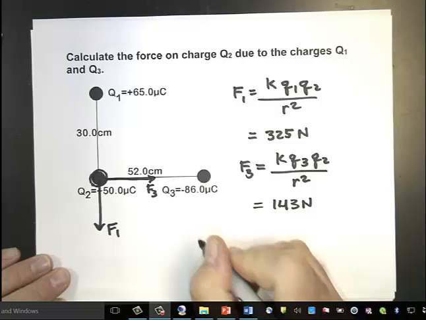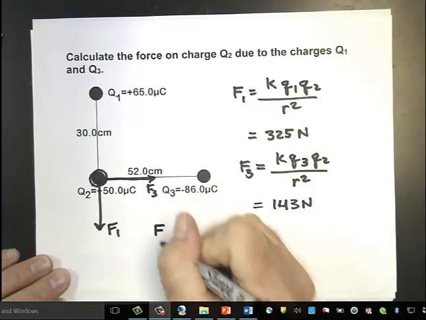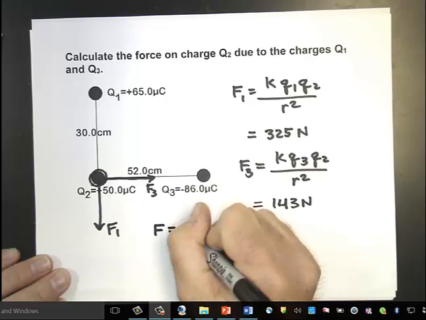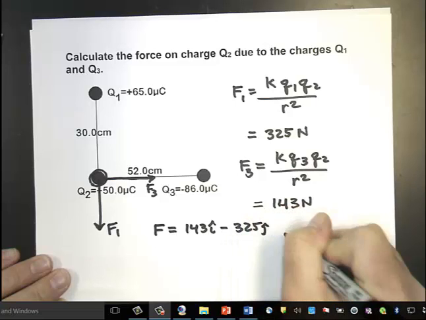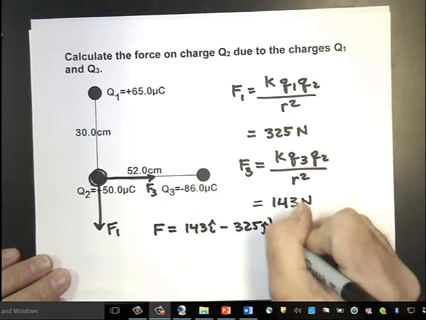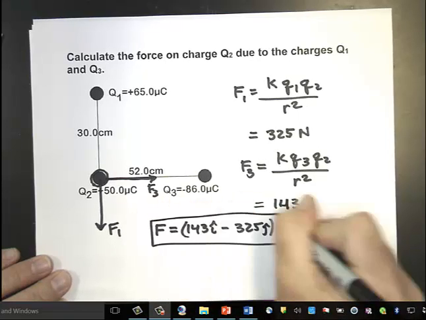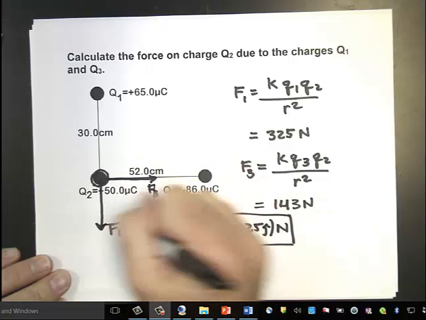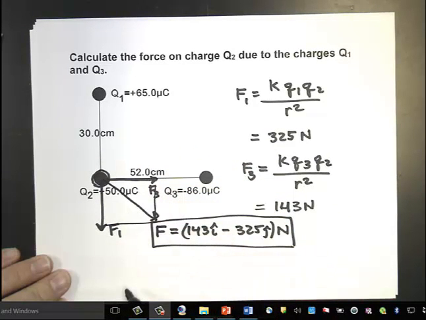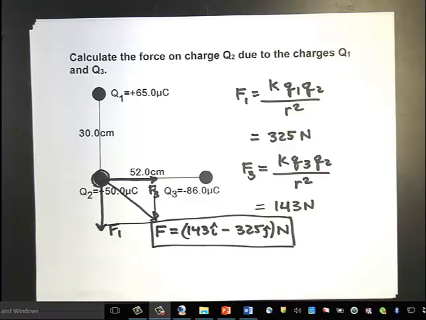Okay, so one way to state the answer would be the force on these guys would be 143 I hat minus 325 J hat. That's it. There's our answer. Okay, so calculate the forces on these guys in 2 dimensions. You can do an I hat, J hat if you wish. If you want to know the magnitude and direction of the net force, you can do a Pythagorean theorem, inverse tangent. Not going to cover that right now. All right, so these are the examples that will hopefully allow you to do some Coulombs law calculations.